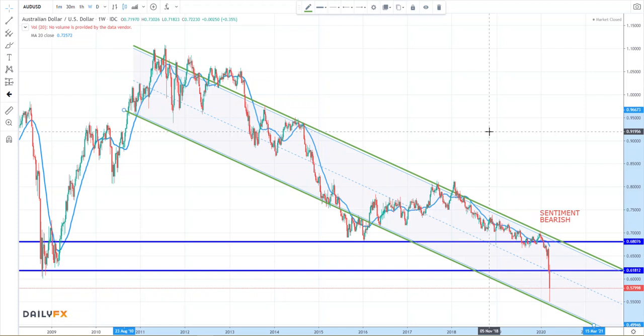This is your weekly analysis for the Australian dollar versus the US dollar. So Aussie versus US. The date is March 22nd, 2020. Markets will be opening again here soon for the week.